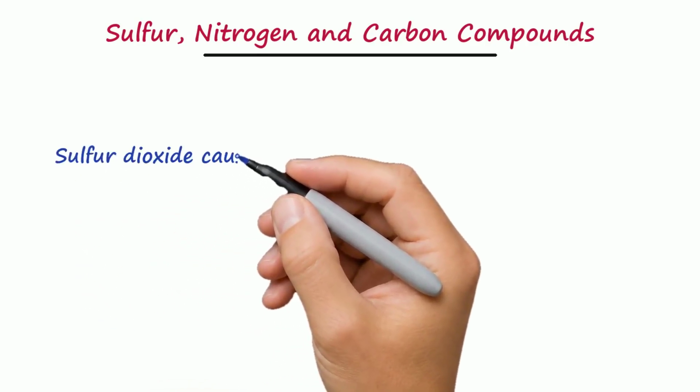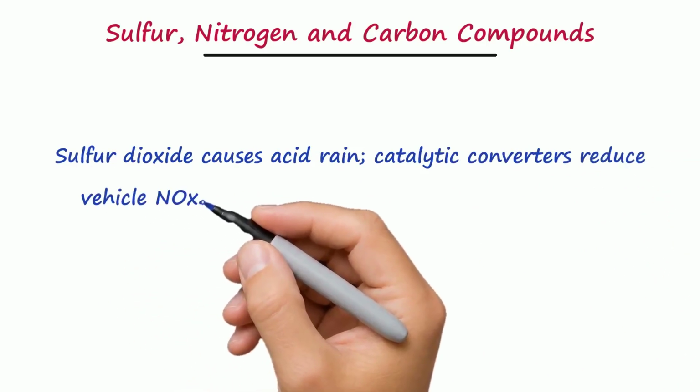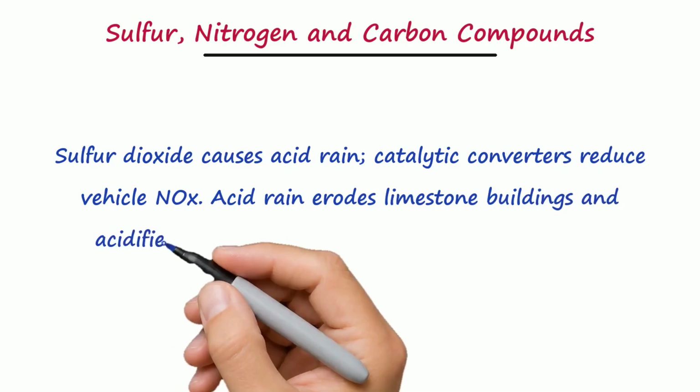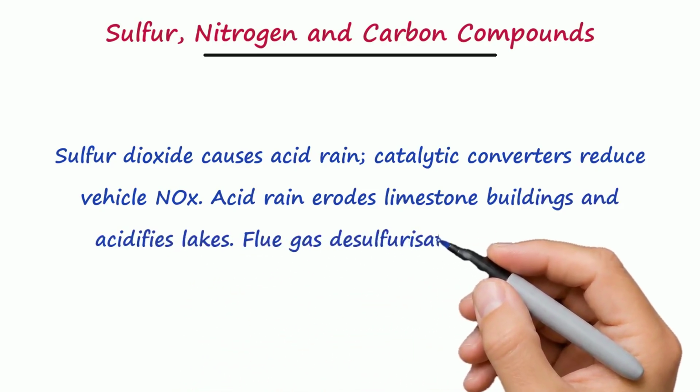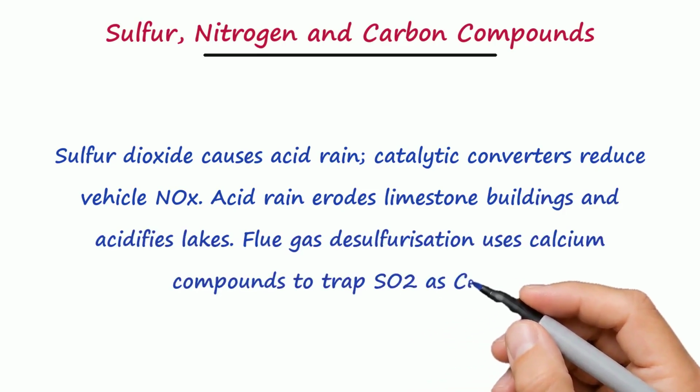Sulfur dioxide causes acid rain. Catalytic converters reduce vehicle NOx. Acid rain erodes limestone buildings and acidifies lakes. Flue gas desulfurization uses calcium compounds to trap SO2 as CaSO4.